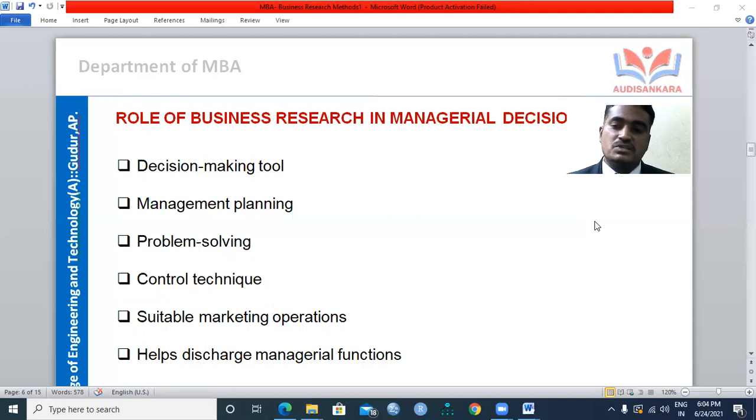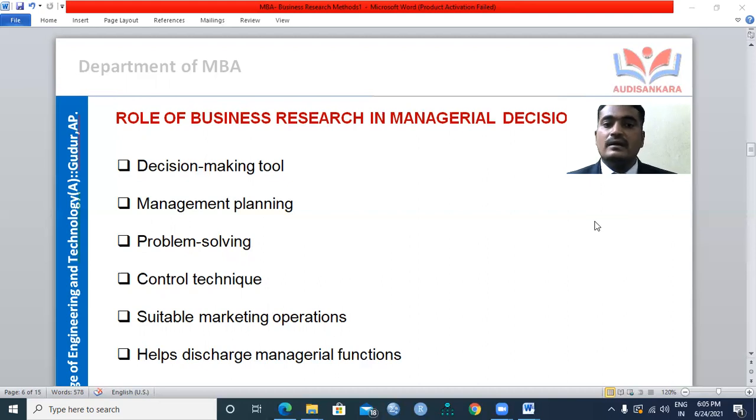Even in the production department, we can use research to control the quality aspects, to minimize the wastage of raw material, and for optimum decision making with respect to labor management, plant erection and plant establishment, machinery establishment, and various types of plant layout operations: product layout, functional layout, and fixed position layout. With so many things coming into the picture in the production department, in all aspects business research plays a very crucial role.